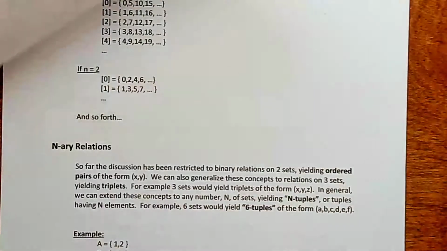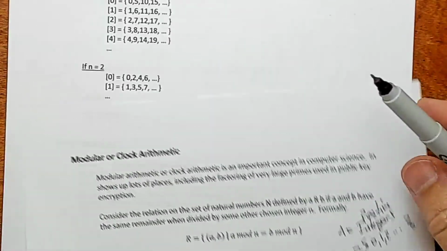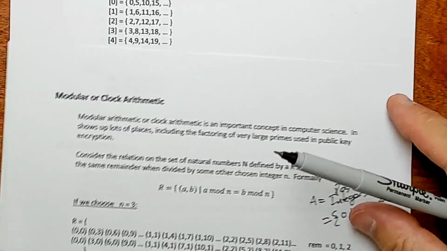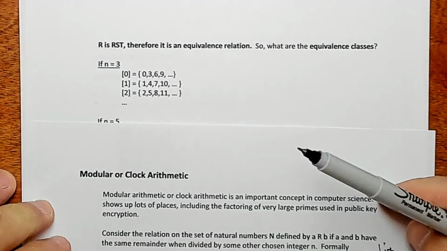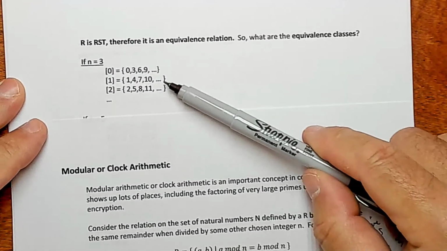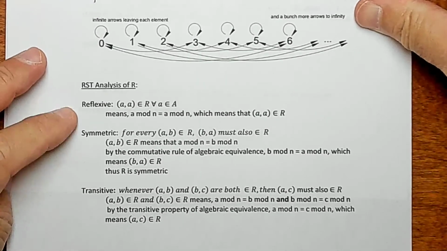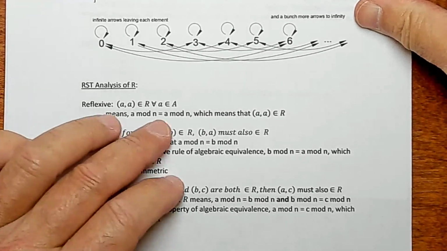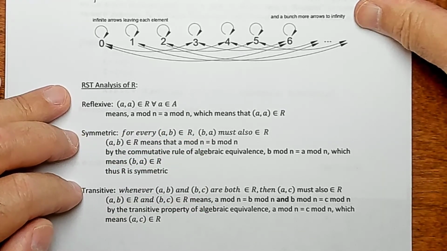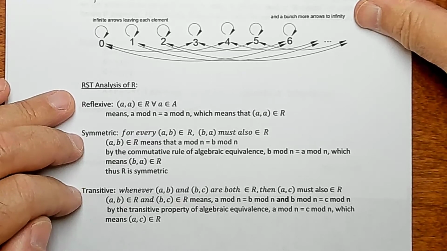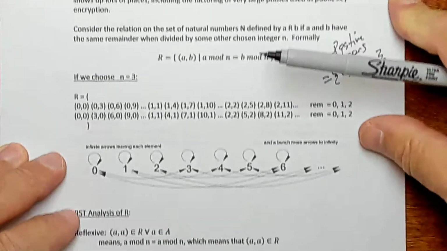Before we go on, you could try this for different n's. So if we did it for n equals 3, then it's R, S, and T, right? We just showed that it's reflexive, symmetric, and transitive by looking at these algebraic definitions. If it's symmetric, reflexive, and transitive, it must be an equivalence relation. And if it's an equivalence relation, it must have equivalence classes. And what are they? These are them.